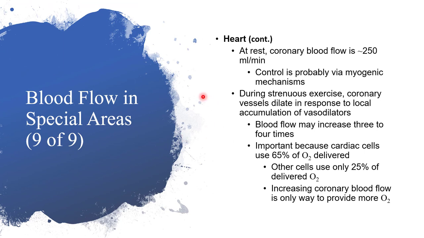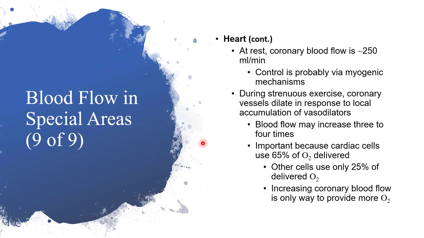So at rest, the coronary blood flow is about 250 ml per minute. Control is probably via a myogenic mechanism here. And then during strenuous exercise, coronary blood vessels will dilate. These are the blood vessels supplying the heart, in response to local accumulation of vasodilators. Blood flow may increase about 3 times, from 250 to about 750, or sometimes 4 times.